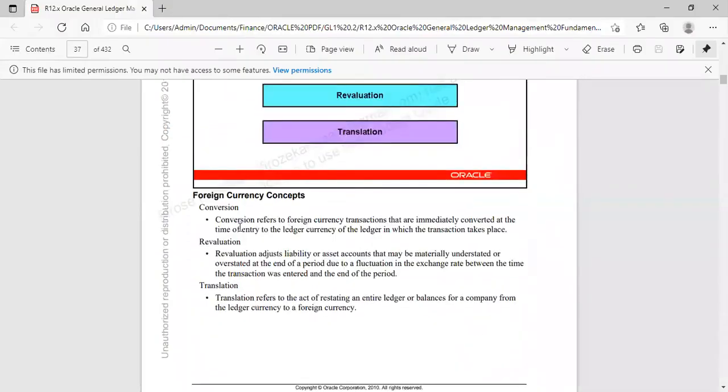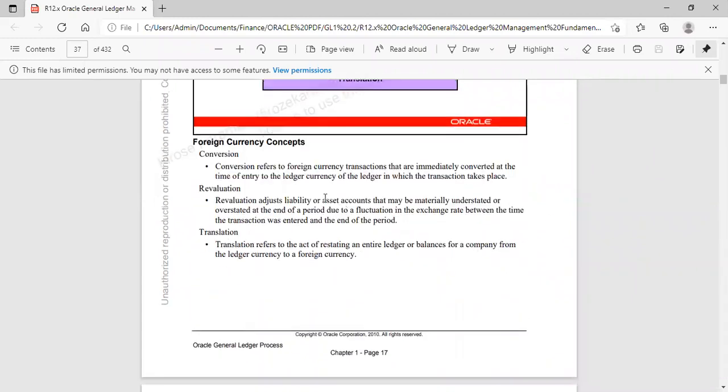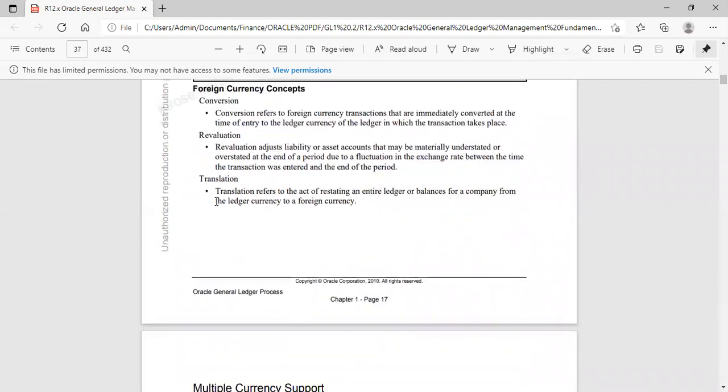Now we'll see what they said. Currency refers to a foreign currency immediately converted. Like I said, right? At the time of entry, the ledger currency transaction takes place. Revaluation adjusts liability or asset account balances at the end of the period. See, they have given exactly the words. Due to fluctuation in the exchange rate between the time the transaction was entered and the end of the period. It's clear, right? Time of the transaction entered to the end of the period. Translation is the act of restating the entire ledger balance from ledger currency to a foreign currency.